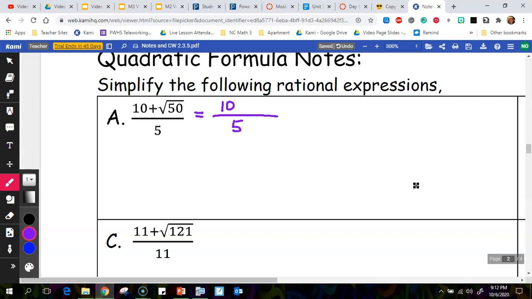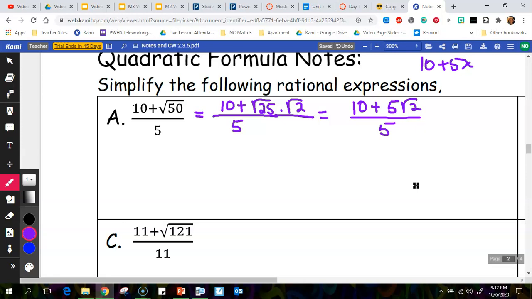And I need to break down that root 50 into root 25 times root 2, because 25 times 2 equals 50. Then I can rewrite this again as 10 plus 5 root 2 over 5. Now, the 10 plus 5, I can't add those together. They're not like terms, just like if you saw 10 plus 5x, you can't add those together. Neither are 10 and 5 root 2.